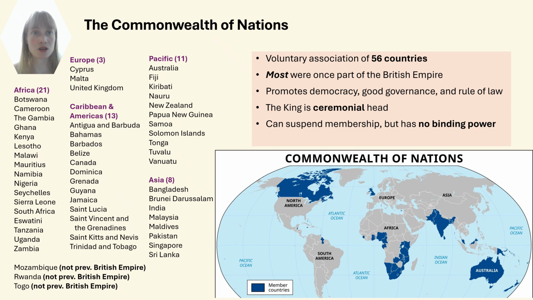So, the Commonwealth is a group of countries that work together on shared aims such as promoting democracy and development. While most members used to be colonies of the British Empire, some, Mozambique, Rwanda, and Togo, never were but chose to join because they supported the Commonwealth's values of democracy, development, and cooperation, and wanted stronger international ties. Membership is voluntary, and the organization cannot enforce laws, though it can suspend members that don't follow its principles. King Charles is the symbolic head of this community of 56 nations.